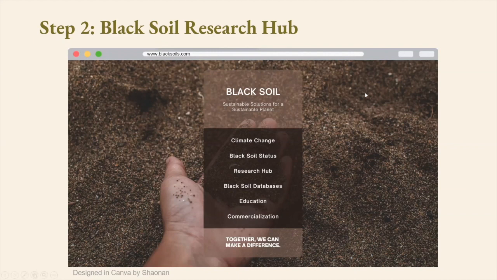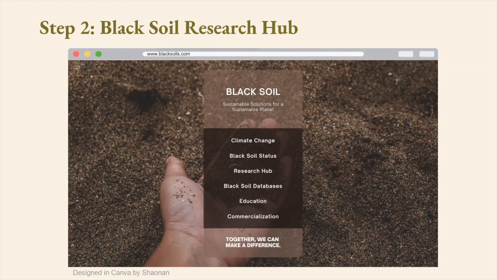Just gonna introduce you a couple of examples here and listing them on the page. The first one is the research hub. You can see the research hub will regularly update black soil research, including research papers, interesting findings, and also recognitions of scientists who contribute to the black soil research.